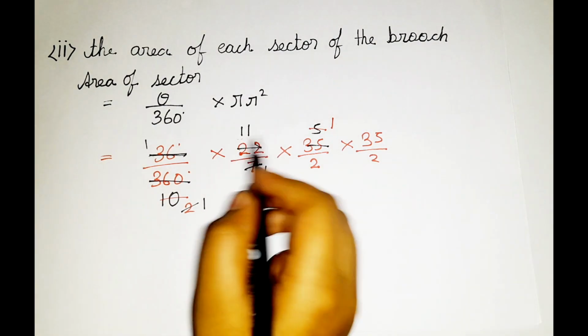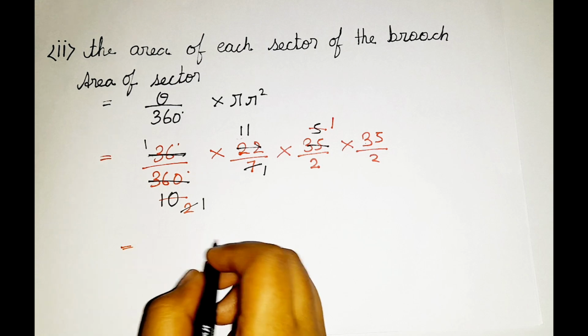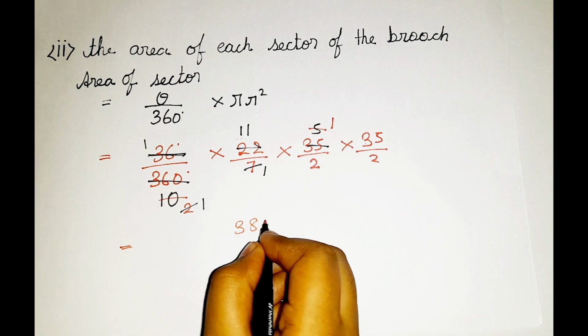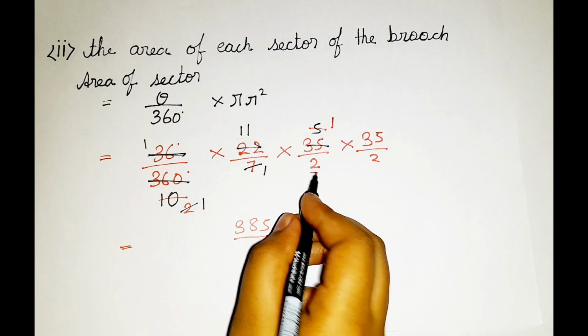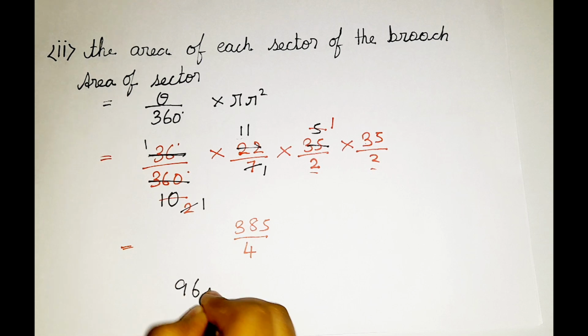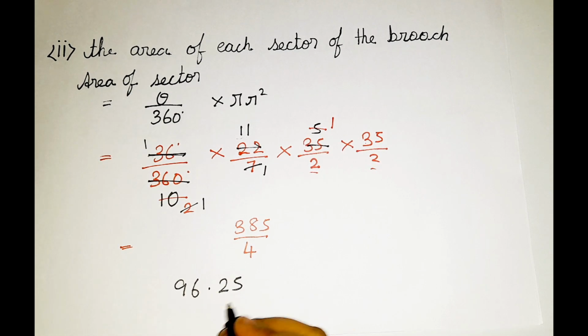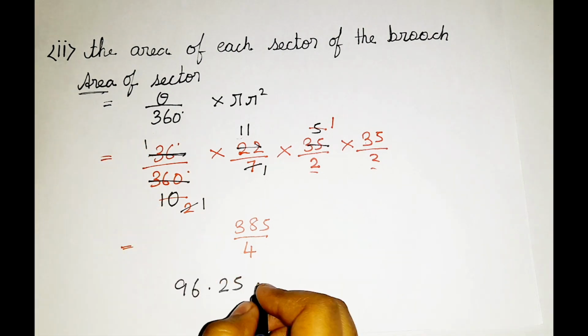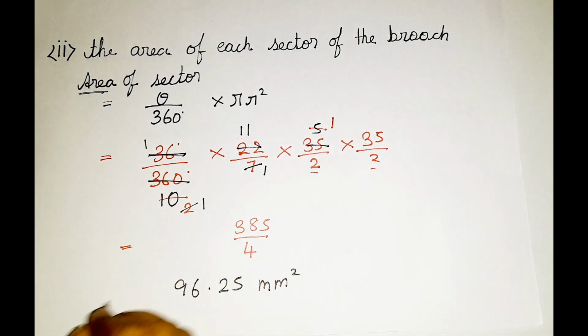Here we have 11 and here we have 35. So 11 into 35 is 385 divided by 2 into 2 is 4. When we divide 385 divided by 4, we get 96.25. Since we found the area, it is millimeters square. This is going to be our answer. So finally we found the answer. This was the second subdivision. Finally we solved the second subdivision.